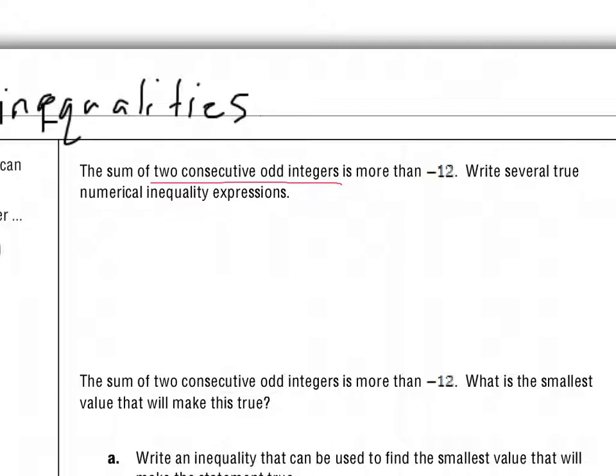So do me a favor right now, write pairs of consecutive odd integers that would make this true. And I want you to do it in terms of an inequality. For example, you might write -5 plus -3 is greater than -12, and then just prove it to me. -8 is greater than -12. Give me 3 more examples.